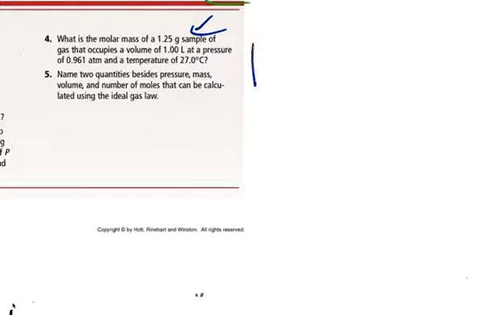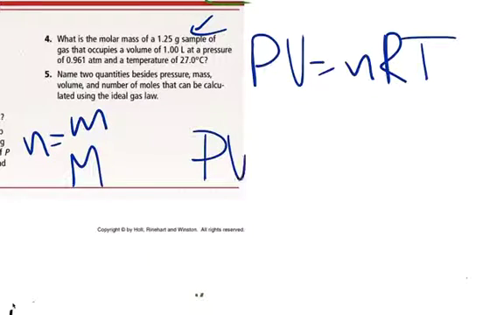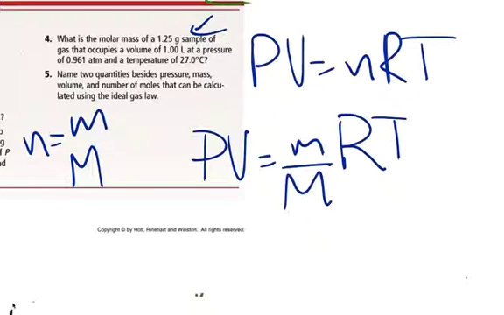So let's do a calculation here instead. Number 4. What is the molar mass of a 1.25 gram sample of a gas that has a volume of 1 liter, pressure of 0.961, and temperature of 27? So again, this is always a good time in the podcast to go get another cup of coffee. No, it's actually a good time to pause it and try the calculation for yourself. Note, on this one, we'll have to substitute in the mass over the molar mass for n. And so maybe I'll do that first.